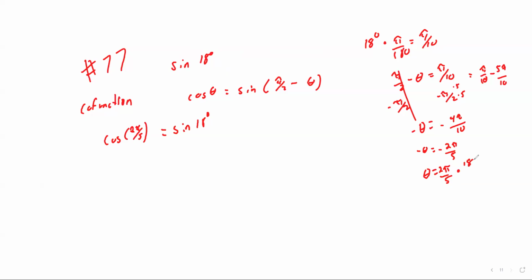So again, that'd be 180 over pi to figure out what that answer is. So I can see that the pi's would cancel. And so it's going to basically be 180 times 2 divided by 5. And that's going to be 72. So then this is the same thing as cosine of 72 degrees. Do I have that answer? I do. It's going to be option B.